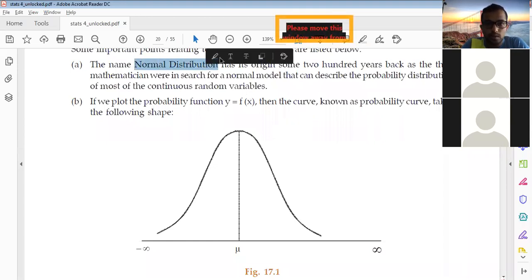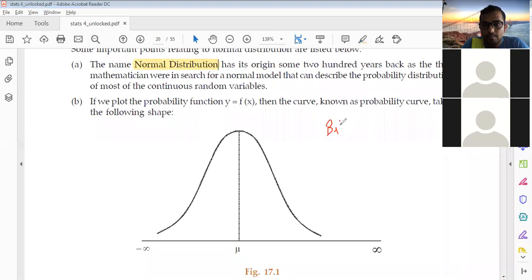Sir, how does this look like here? This looks like a bell shape. That is why, students, normal distribution curve is called a bell-shaped curve. It is a bell-shaped curve. B-E-L-L. Bell-shaped curve.